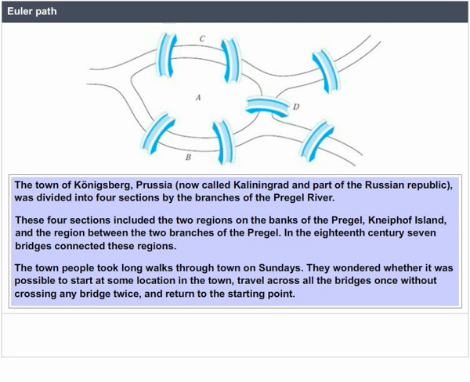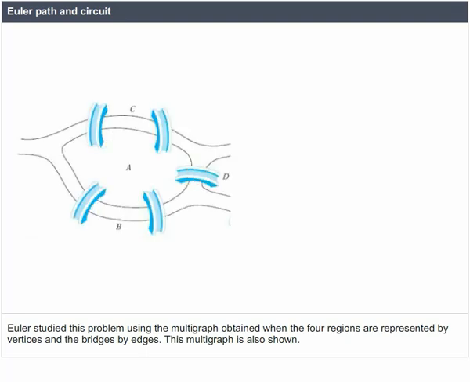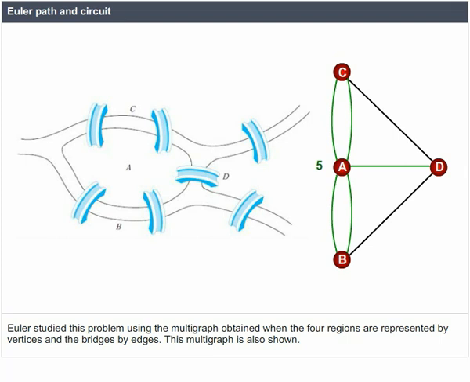Euler path and circuit. Euler studied this problem using the multigraph obtained when the 4 regions are represented by vertices and the bridges by edges. This multigraph is also shown.